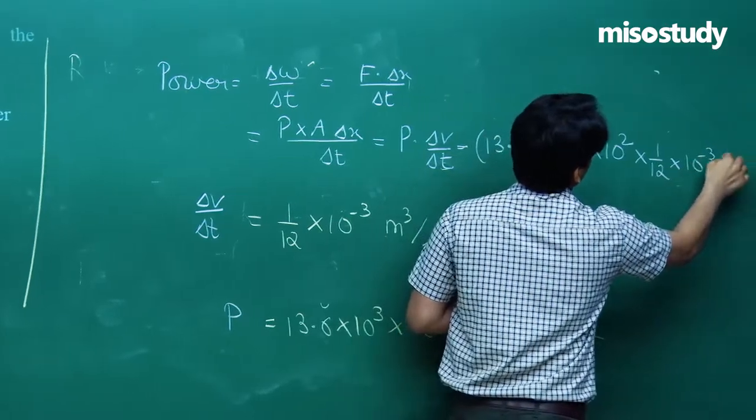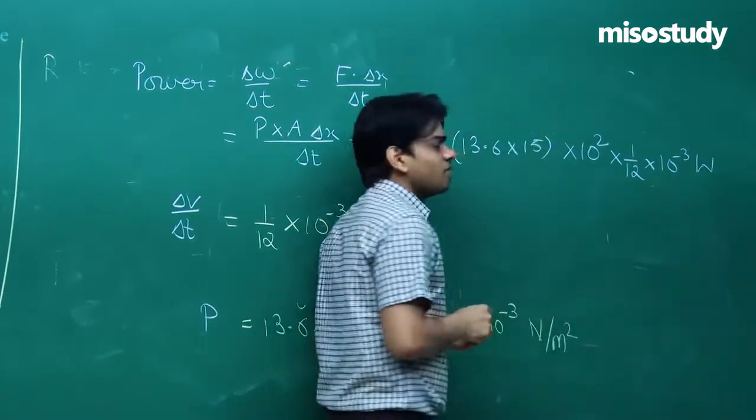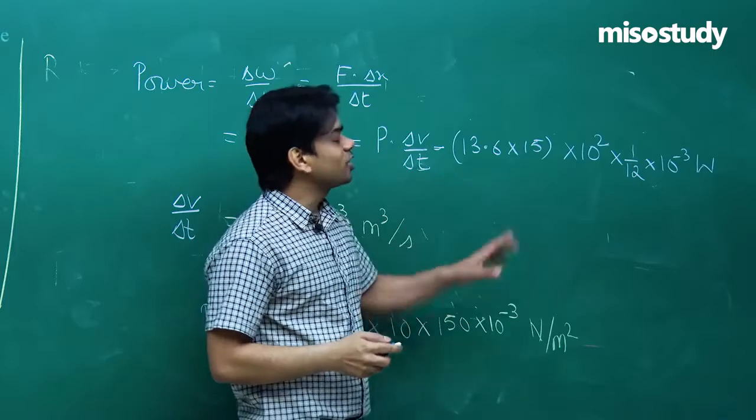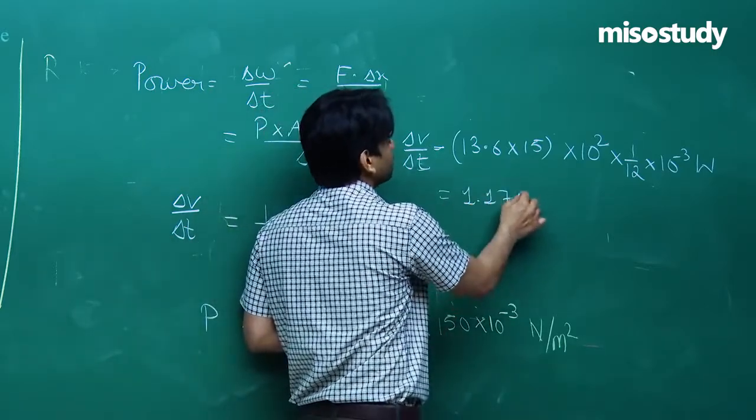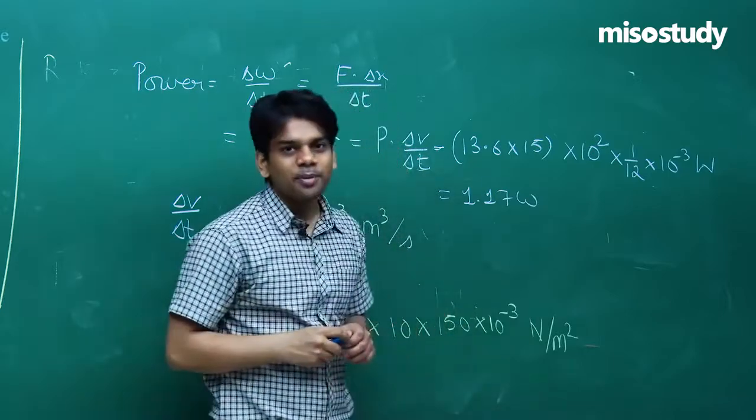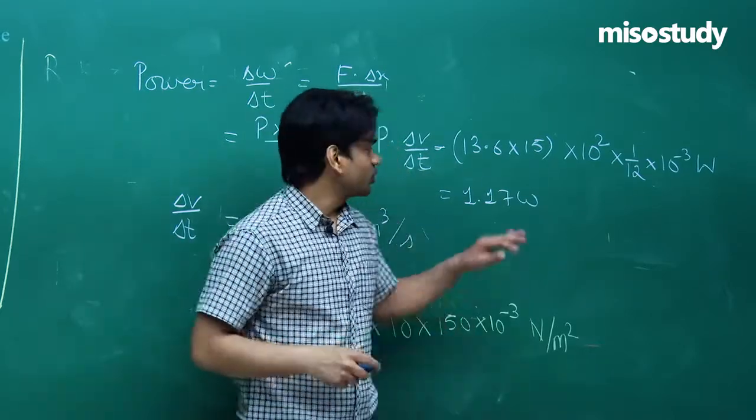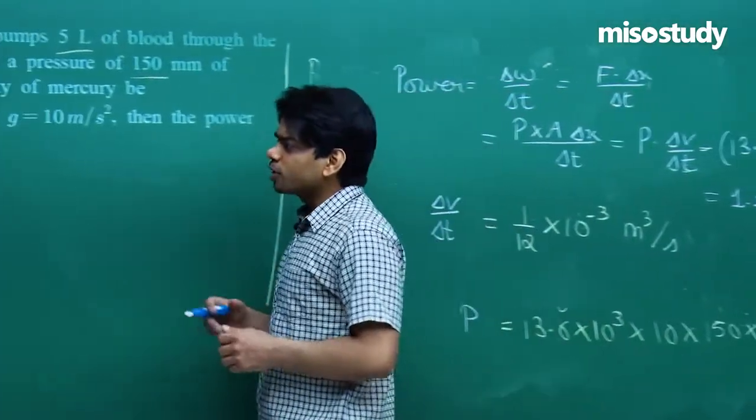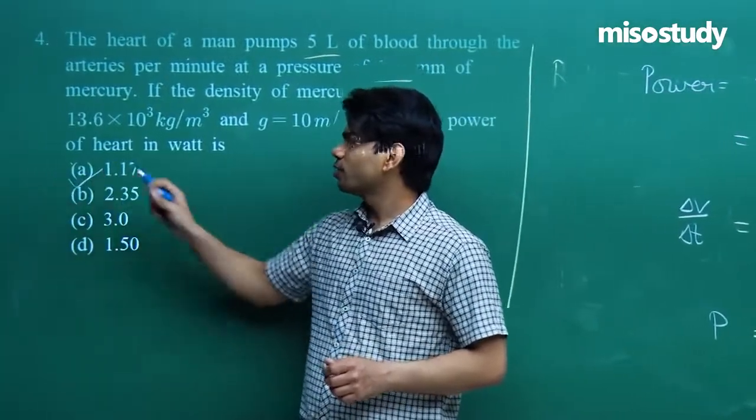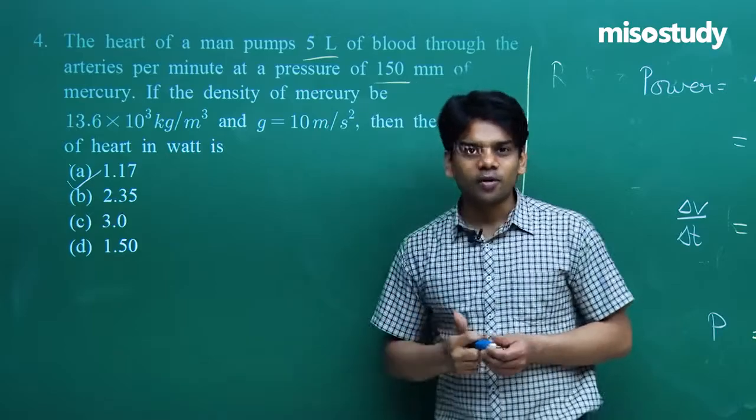This is what you will be getting in watts. Finally, if you just simply do the calculation, you will get the answer in very simple terms. It will be 1.17 watt. This is a previous year AIPMT question, so I believe it's good, you can understand what kind of questions are asked in your examination. 1.17 watt, option number A clearly matches, so we'll be having this as the right answer for our question.